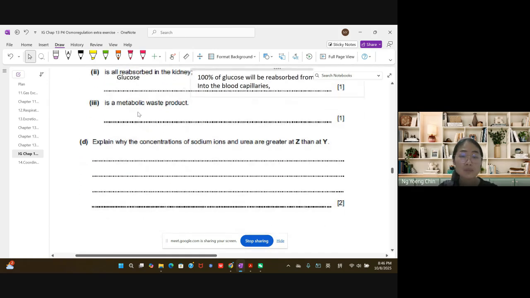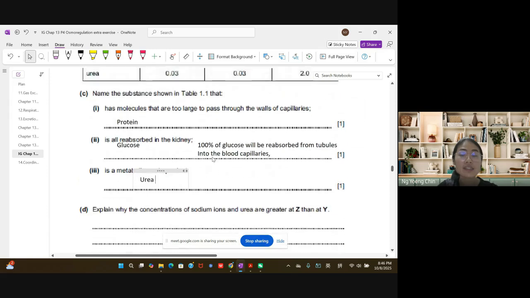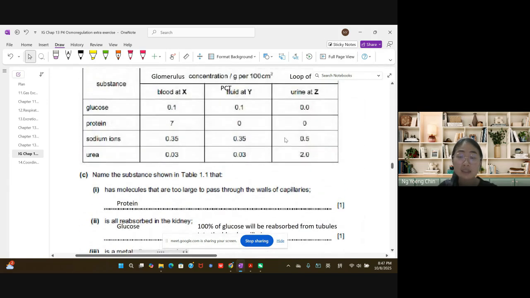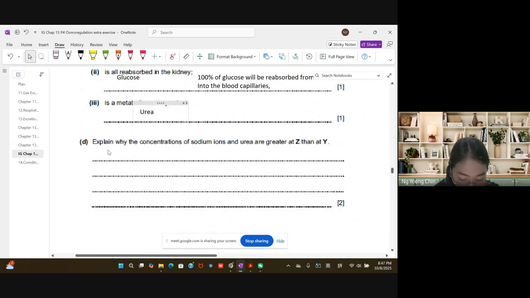Which product do you refer to as urea? Okay, then they ask you why the concentration of sodium ions is greater at the Z than Y. So why does the urine at the Z have a higher concentration of the ions and the urea? The reason is water has already been reabsorbed by osmosis.